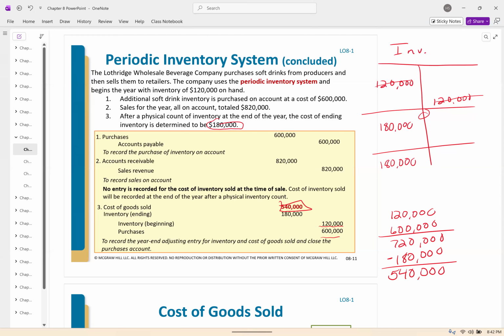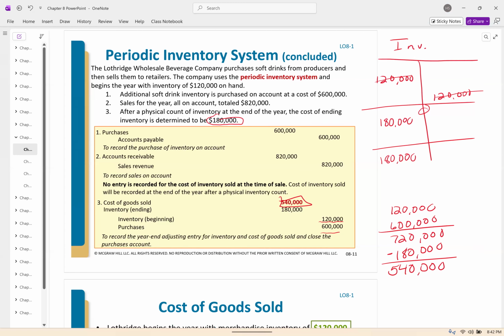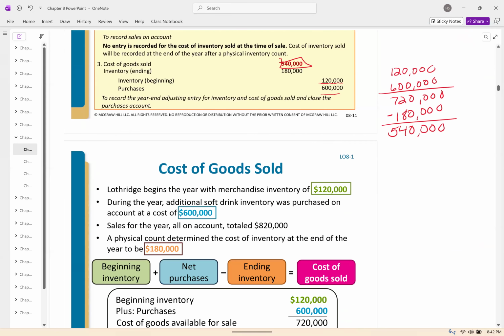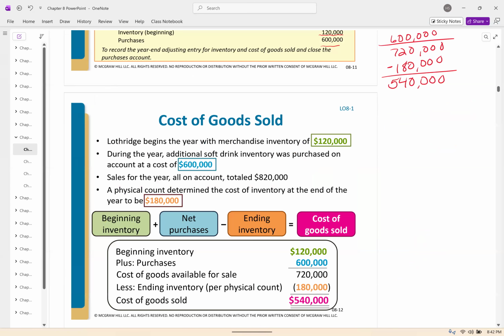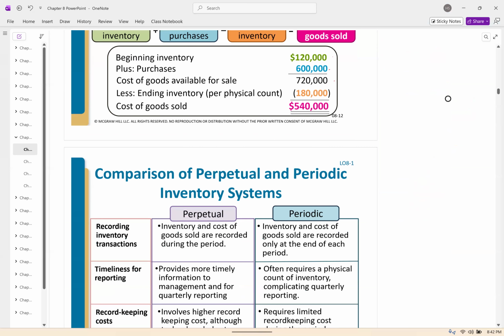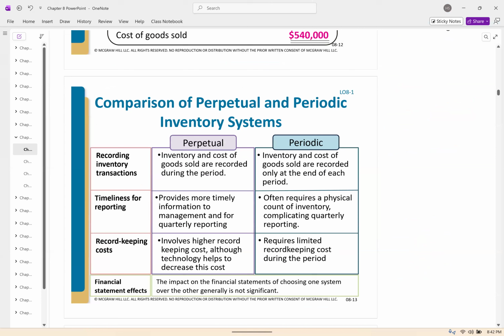Okay, some businesses, it's not worth their time to do a perpetual system or a barcoding system, but for most businesses these days, they do have barcoding systems, so we don't follow periodic. Okay, here we go. I just did this exact same thing. Beginning plus the purchase gave us goods available for sale, subtract out the ending, and we have cost of goods sold of 540,000.